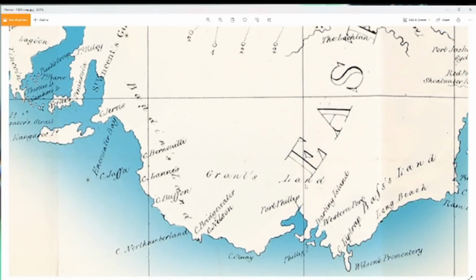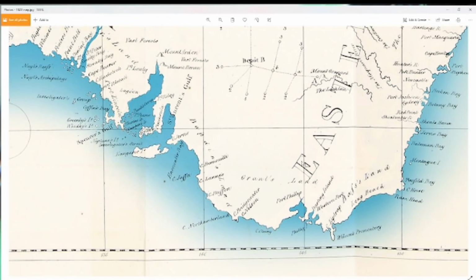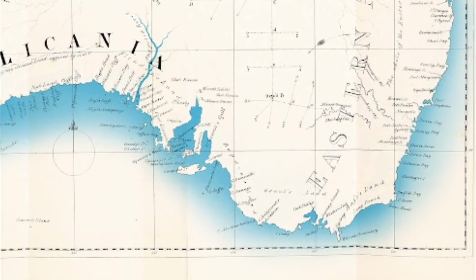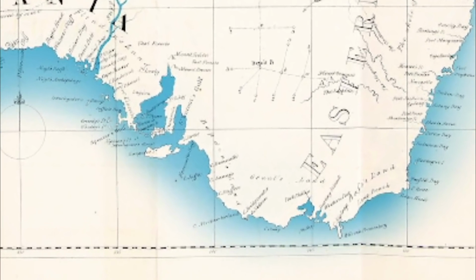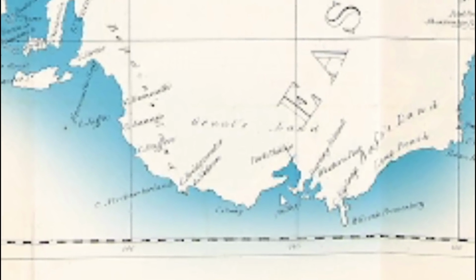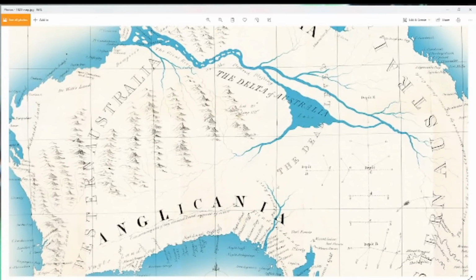This is Grant's Land. And of course, no Tasmania drawn in it. And this looks like a horse. See, look at that. It's a horse's head. So, getting back to it.